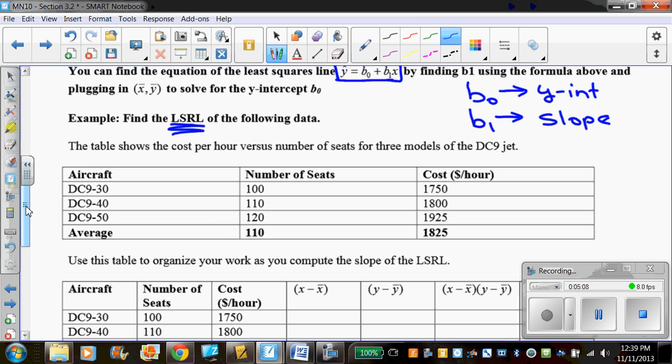It says the table shows the cost per hour versus number of seats for 3 models of the DC-9 jet. Before I continue, I do want to say that this is in your textbook. This is the example. It starts on page 123 in your textbook and goes all the way through to 125. If anything I say here you need to read more thoroughly, please feel free to do that.